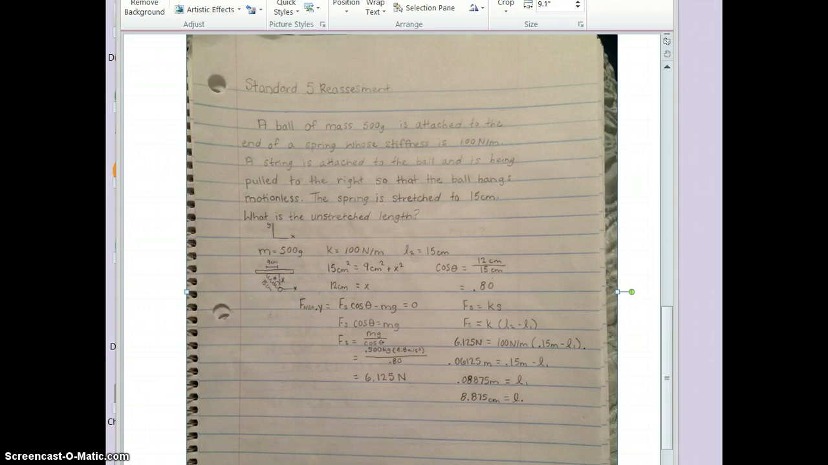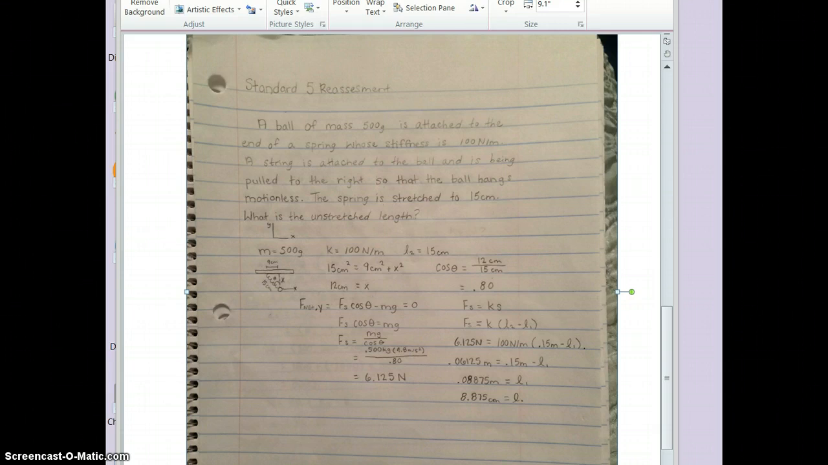Because the ball is motionless in this problem, we know that the net force in the y direction is 0, so that means that the vertical component of the tension in the spring is balanced by the weight of the ball. So that would give us the force of the spring cosine theta is equal to the weight, mg. By algebra, we can figure out the force of the spring, and that is mg over cosine theta.